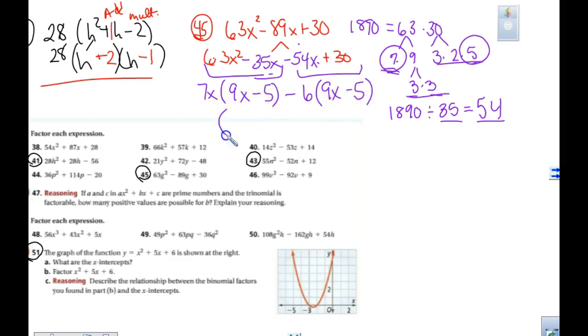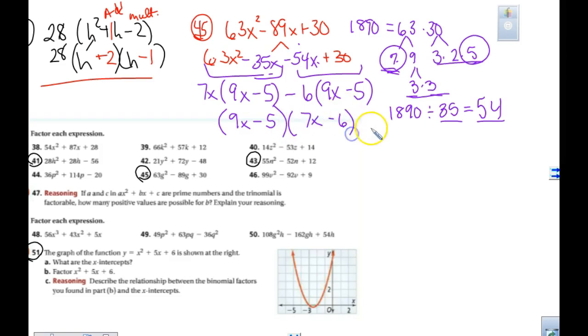Why? Because if you didn't have this done, you should have it on your paper, because I am not doing it for no reason at all. Now everyone is going to turn theirs in with number 45 done. So 9x minus 5 is the common factor.